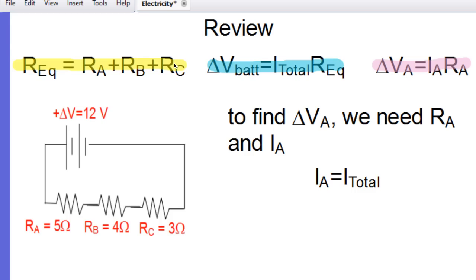Where the pink one is something else. The pink one is the voltage lost by one resistor only, the current in one resistor only, and the resistance of one resistor only. That was our number one confusion on the lab.